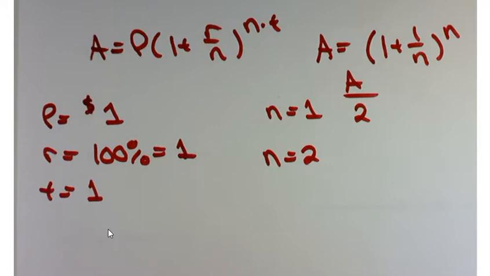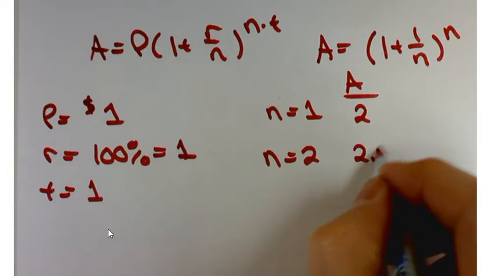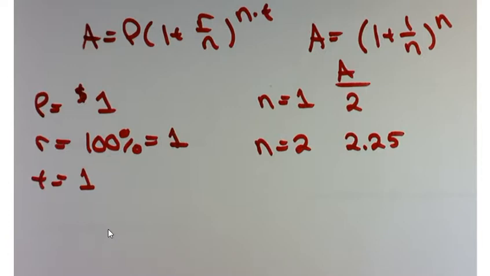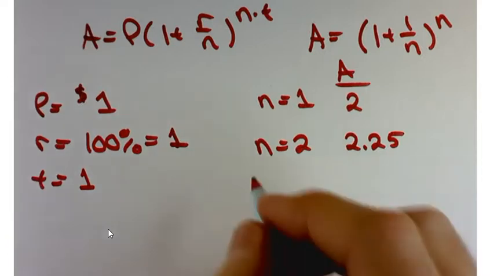So what's 50% of $1.50? 75 cents plus $1.50 is now $2.25. Oh, okay. So that's kind of nice, right? We got an extra quarter because our interest was compounded. We got interest on our interest. So this is kind of a fun game.